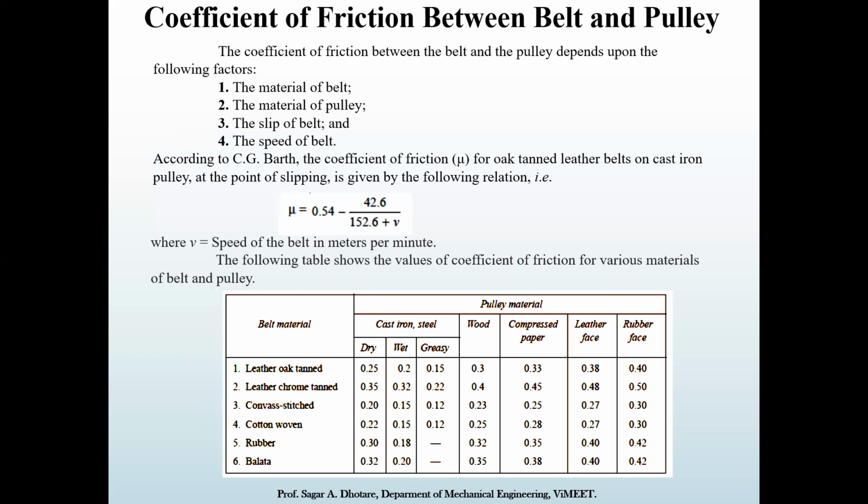Again, it depends upon the environmental condition. Rubber we are not using in greasy, balata we are not using in greasy environment. So again, the friction could change depending upon the material. As the wood is there, the friction is lesser. Then with compressed paper, the friction increases. With leather face, it will increase again, and with rubber face it could be the highest, or you can say the pulley material where the highest power transmission could be done. That is, the coefficient of friction would be decided based on the pulley material and belt material.